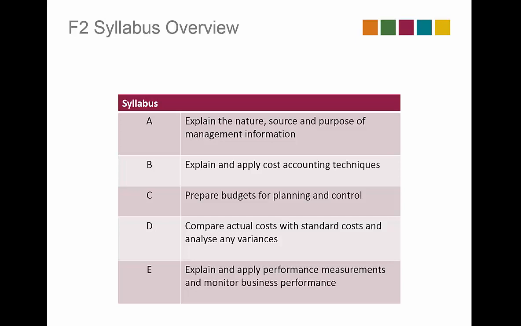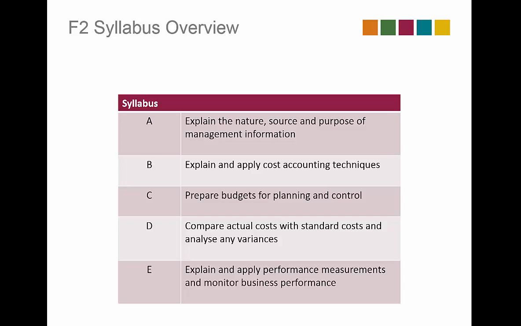We'll then move on to Syllabus Area C, where you'll be familiar with preparing budgets for planning and control. So we'll look at things like the cash budget, the sales budget, the capital expenditure budget. And as a management accountant, you will be asked to look at what happened within the business compared to what we expected to happen within the business. And that will be a key area for control purposes.